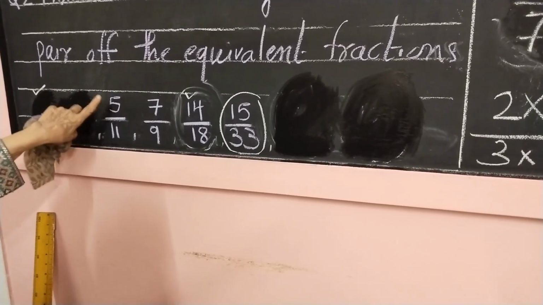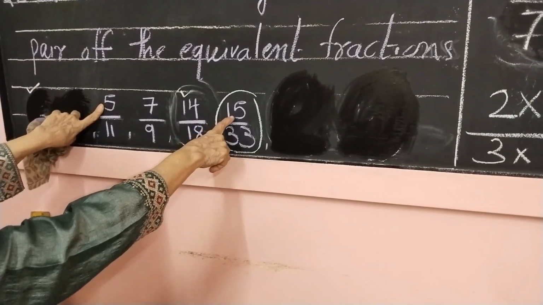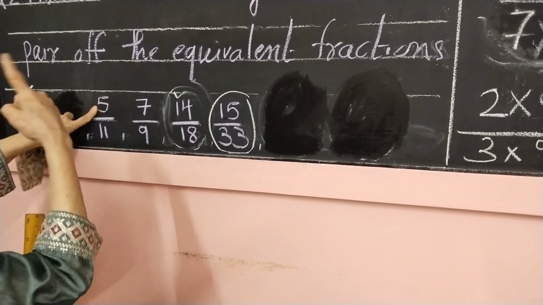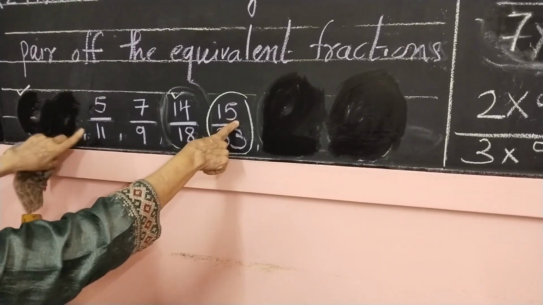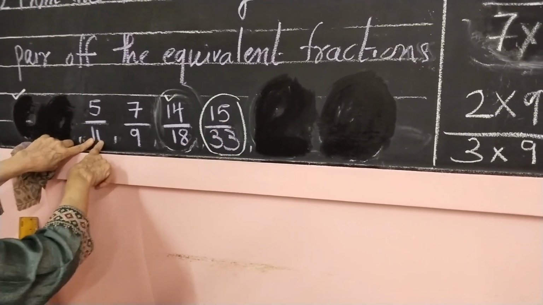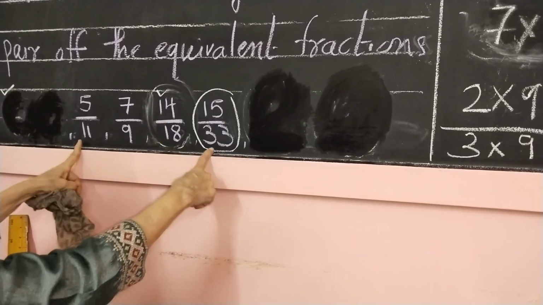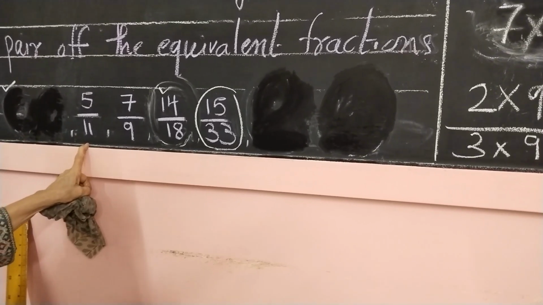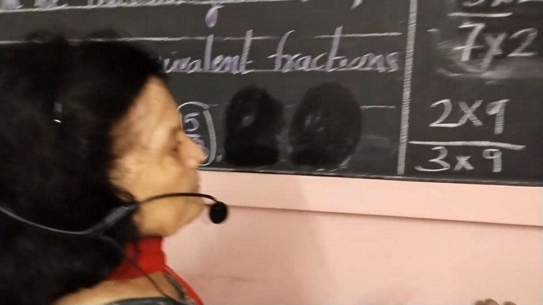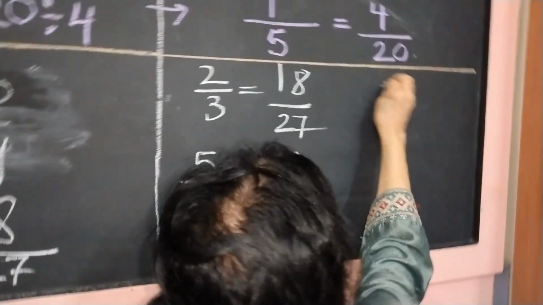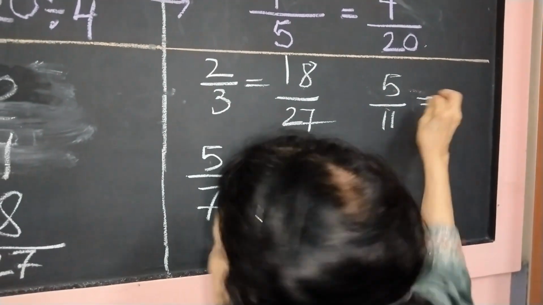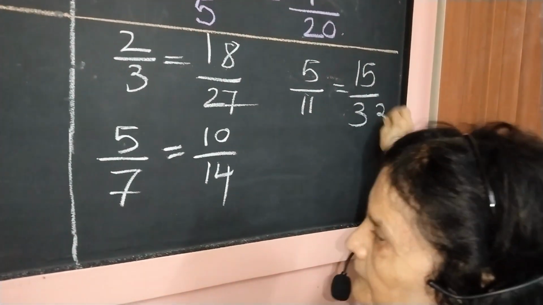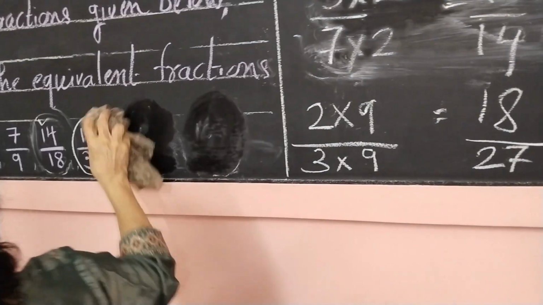Now 5. In 5's table, 15 is going to come if we multiply 5 by 3. So 5 into 3 is 15. So immediately multiply 11 by 3 to get this answer. So these two are making an equivalent fraction pair. So 5 upon 11 is equal to 15 upon 33. So this is gone. This we have used.